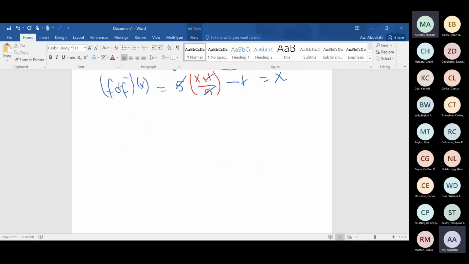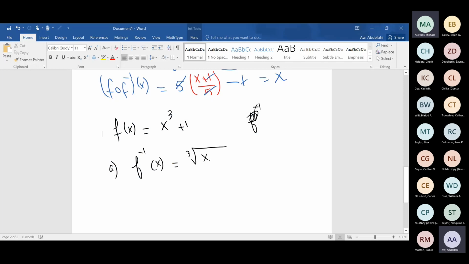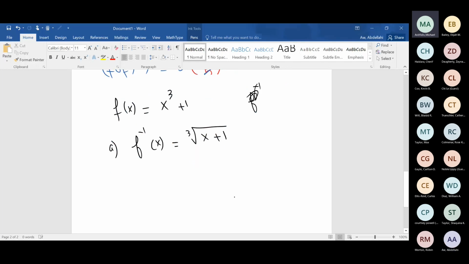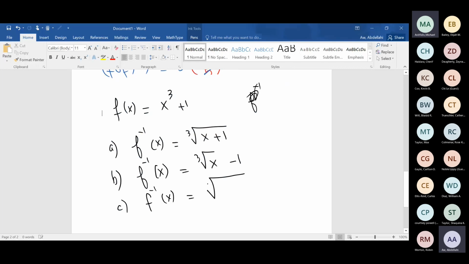We say f of x equals x cubed plus 1. And we say f minus 1. So we say (a) f minus 1 of x is the cube root of x plus 1. Right? We say (b) f minus 1 of x is the cube root of x minus 1. And we say (c) f minus 1 of x is the cube root of x minus 1. You see?